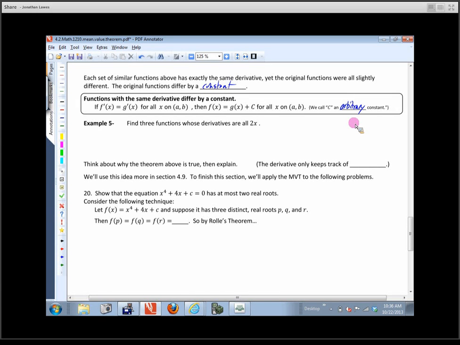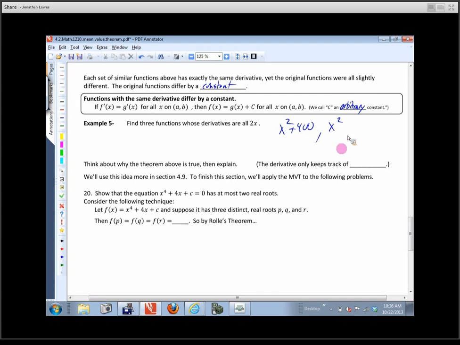If they have the same derivative, then they've got to have the same function to begin with, plus or minus a constant. Okay? Give or take a constant. So if I were to name three functions, all of whom have a derivative of 2x, got to have an x squared plus 400. That would have a derivative of 2x.